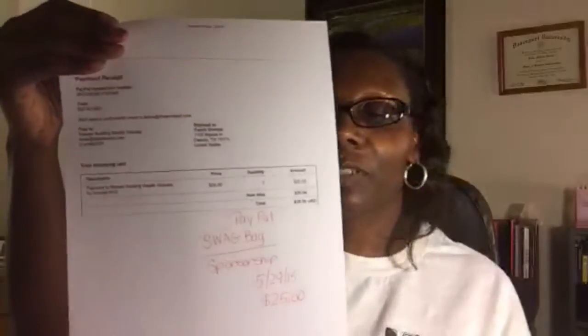So say, for example, here's a receipt. I'm going to cover their face just for purposes here. This receipt is just something I paid for. I was a vendor, well, a sponsor at an event.